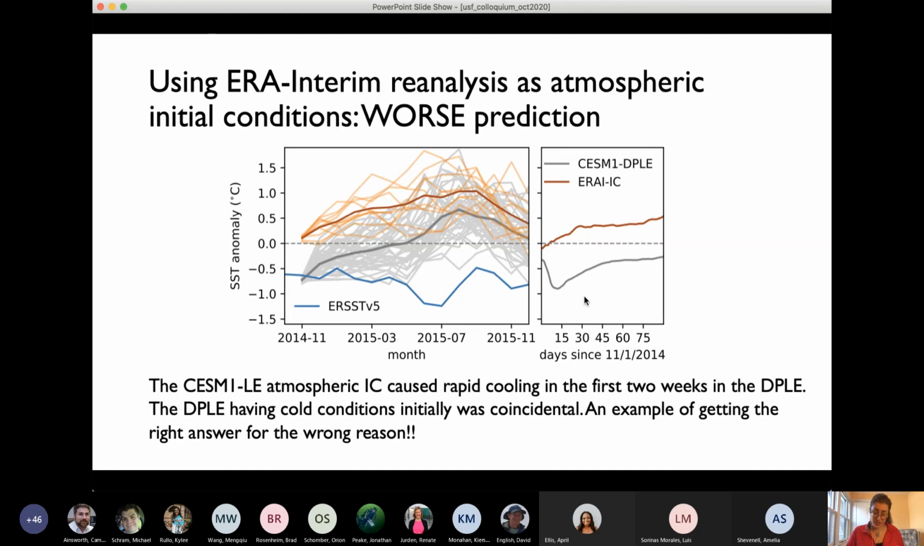And so this is a really important case of showing just the atmospheric initial conditions do matter on year-long timescales, especially if they affect the ocean's evolution, and that it is important to use initial conditions that are matched in the atmosphere, but that it's not going to be an easy solution to improve the prediction of this one case.